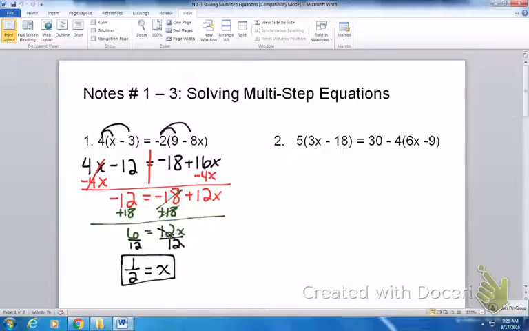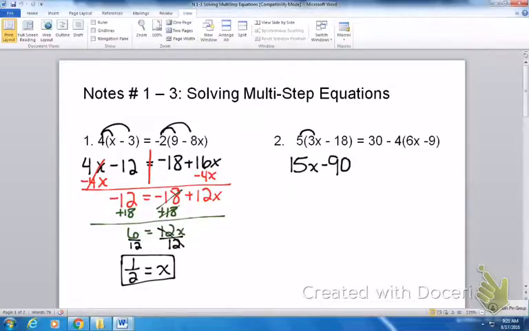This one looks a little bit longer, but it's no harder. 5 times 3x minus 18 equals 30 minus 4 times 6x minus 9. The first thing we want to look at is our distribution. So I have 5 times 3x. 5 times 3 is 15 with an x. 5 times negative 18 is negative 90.